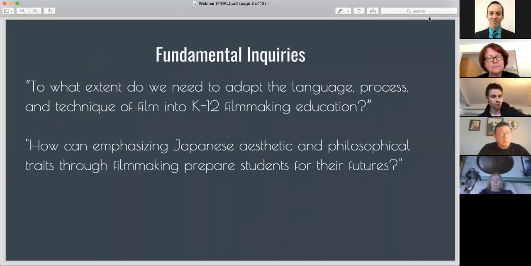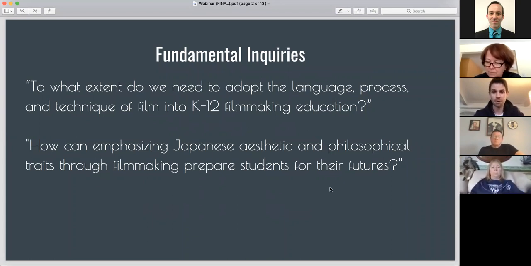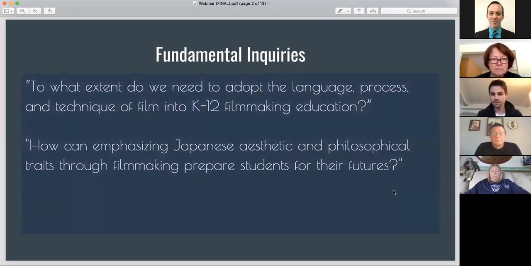All right. Here are a couple of my major inquiries. The first one is, to what extent do we need to adopt the language, process, and technique of film into K-12 filmmaking education? Which is a very paradoxical statement, but I think it's an important one to ask. The second one is, how can emphasizing Japanese aesthetic and philosophical traits through filmmaking prepare students for their futures? Okay, so I'll move on.